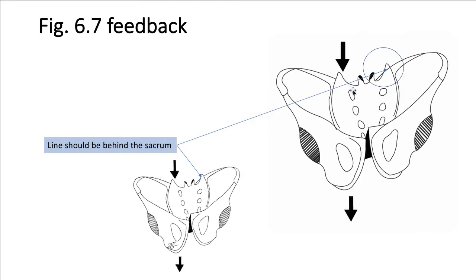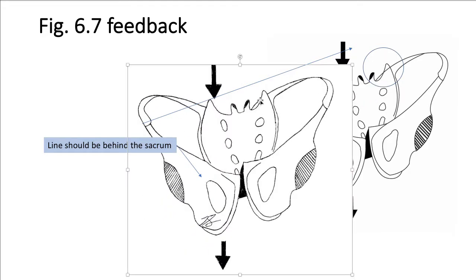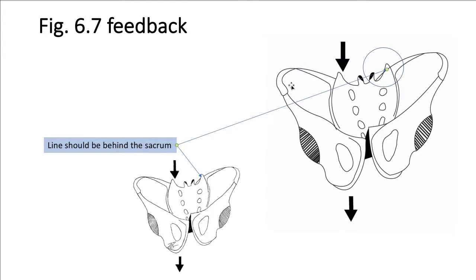The same thing with 6.7. See that line right there? Let me kind of move this so you can see. All right, see that line? It's crossing over. It's supposed to go behind. And this is the original image. Let me zoom it out. See, the line goes behind. I'm just going to give you guys an example.